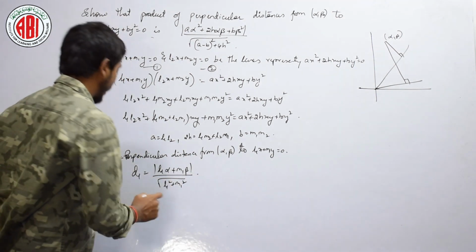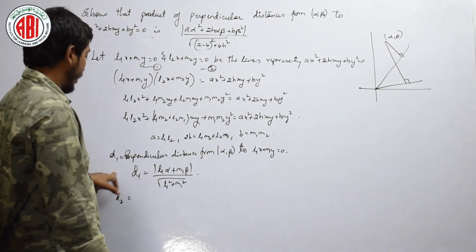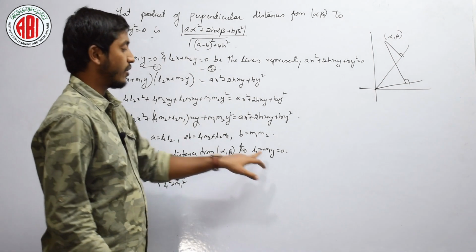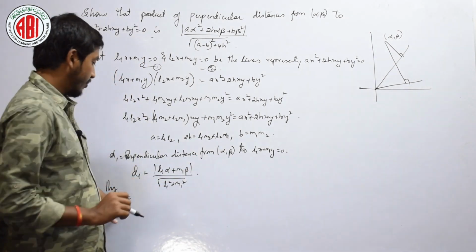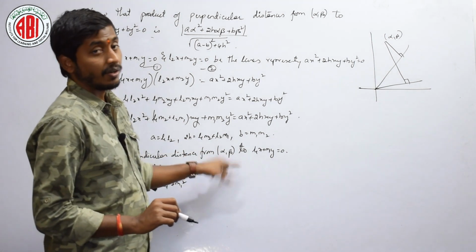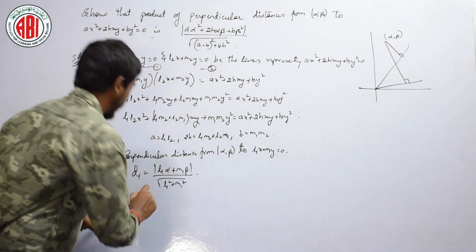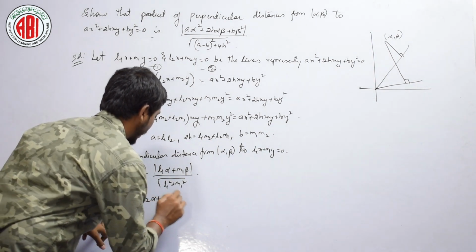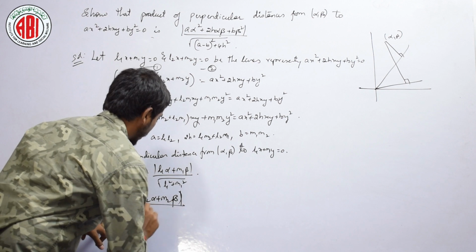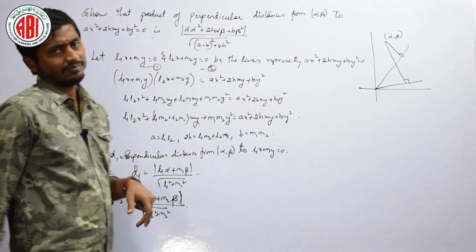Similarly, what is the perpendicular distance d2? d2 is the perpendicular distance from alpha comma beta to the second equation, L2x plus M2y. That will be the same, but it will be L2 alpha plus M2 beta by under root L2 square plus M2 square. Is it right?